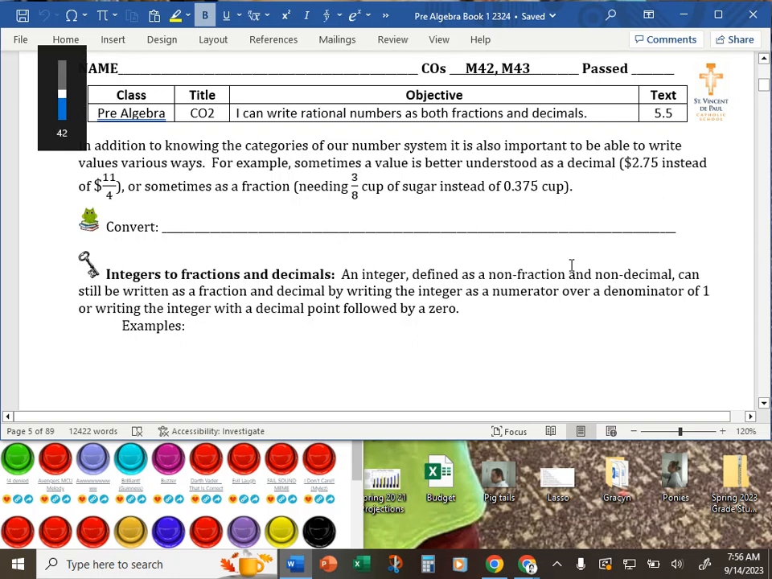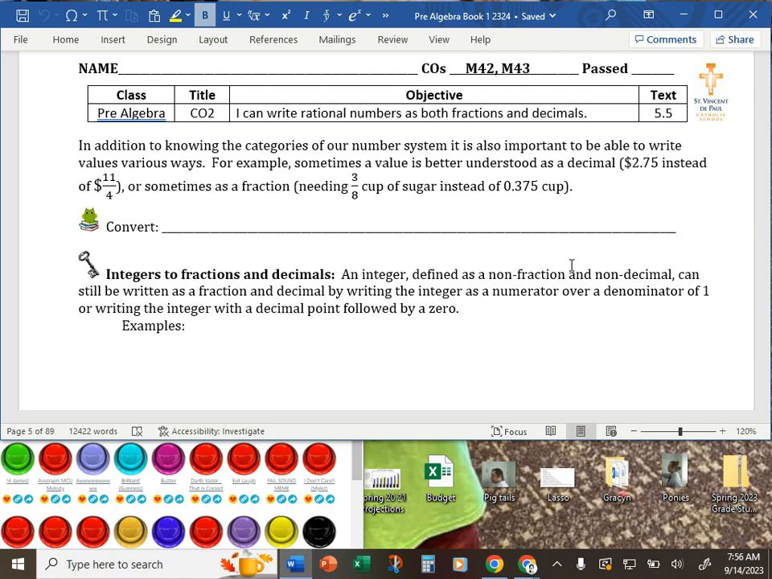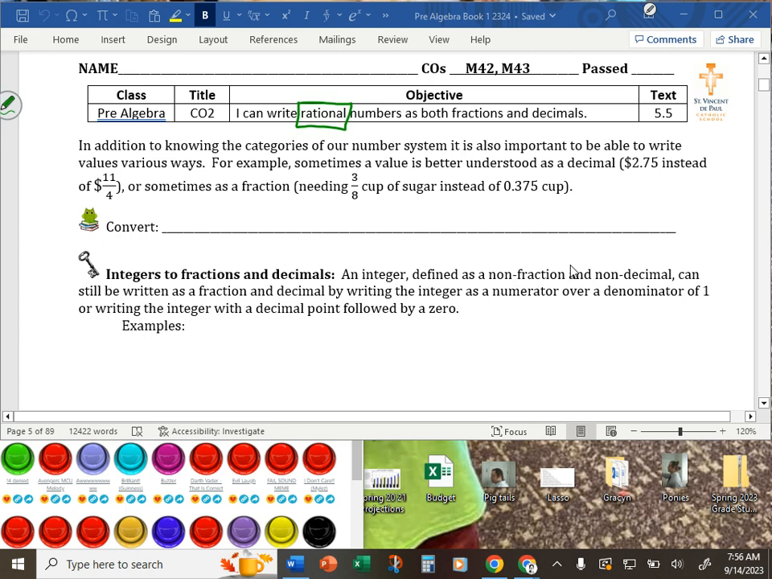Good day, pre-algebra. We are continuing on with CO2, which is taking these rational numbers. Remember, rational numbers, we learned about those in CO1. They are numbers that can be written as a fraction or a decimal that either ends or repeats. So today, we're going to be taking these rational numbers and writing them as their different forms, okay?